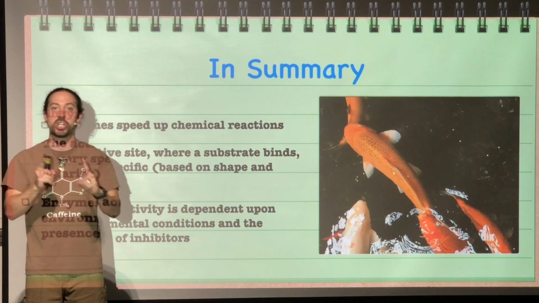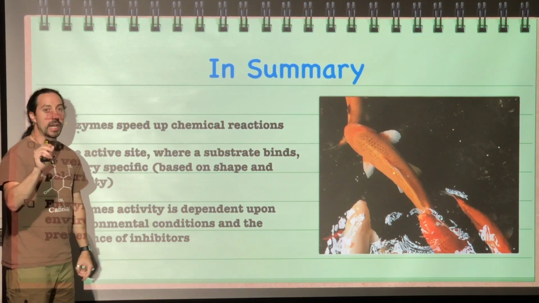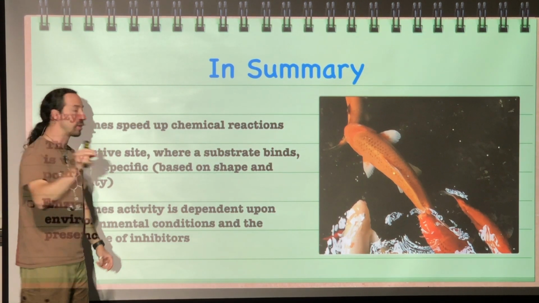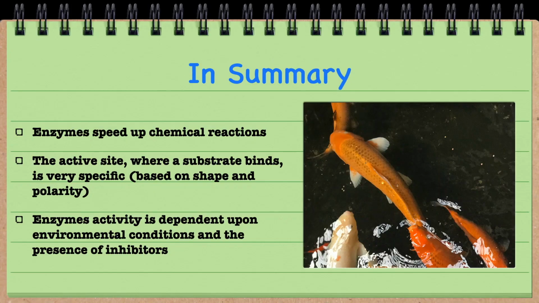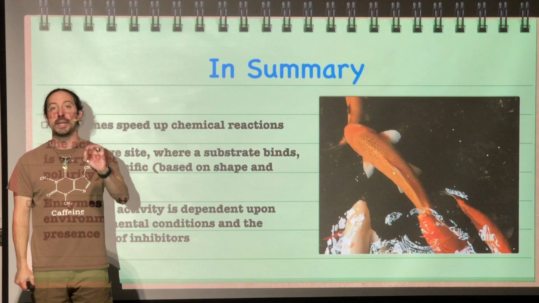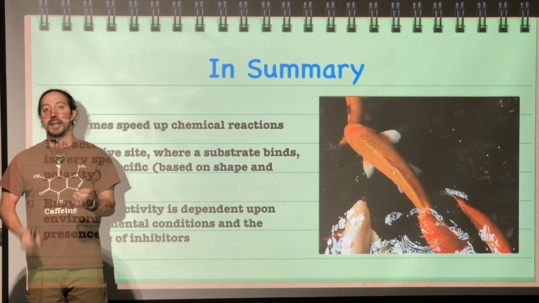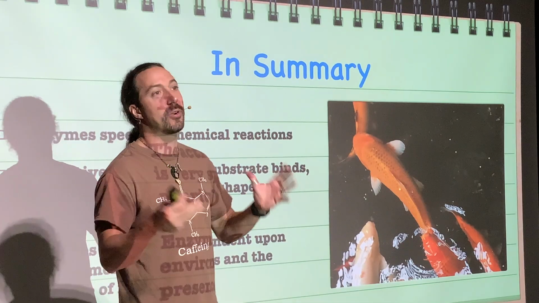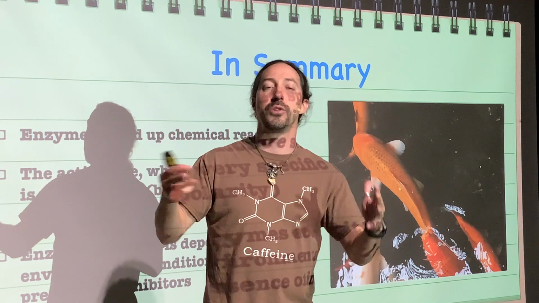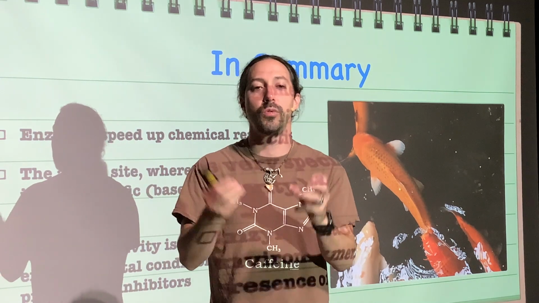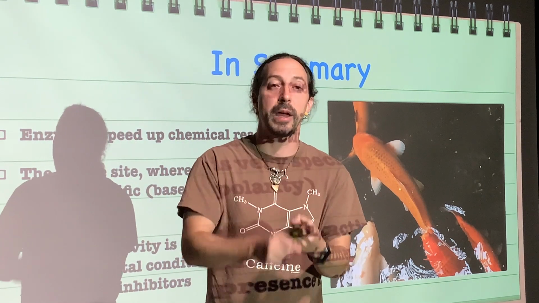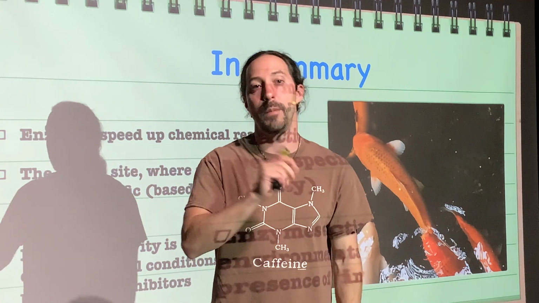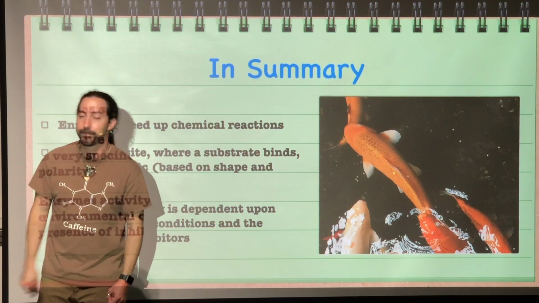That active site shape is really important. Enzymes are extremely specific for the substrate that they work on. And their activity is dependent upon a few different factors. Is the pH the optimal pH? Is it the optimal temperature? What's the concentration of our substrate? And what inhibitors are present? What molecules are out there that are going to cause either non-competitive or competitive inhibition for our enzymes?